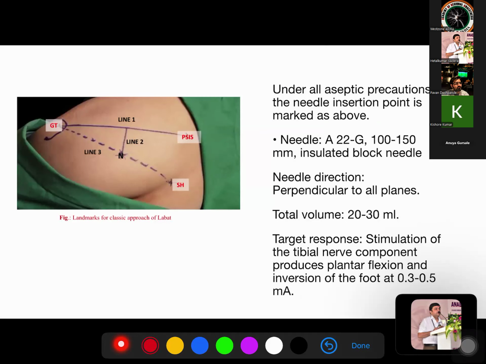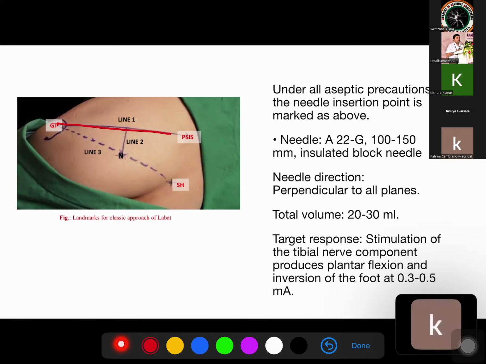So the next technique for PNS guided is the classic approach of Labat. Same, greater trochanter to posterior superior iliac spine, we want to draw one line, and then from greater trochanter to sacral hiatus one more line. From the line 1, from in between, we will draw line 2. So the needle incision will be between line 2 and line 2.